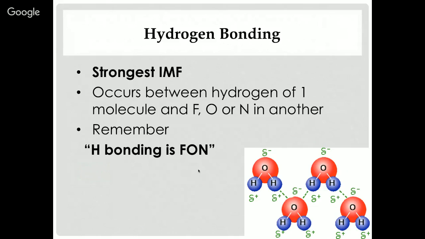And the strongest of these weak intermolecular forces is going to be hydrogen bonding. This occurs between hydrogen of one molecule and either fluorine, oxygen, or nitrogen in another. And I'm sure every teacher gives this little saying: hydrogen bonding is fun. It helps you remember that it's hydrogen and then one of these other very electronegative elements. So if you have an example like water, water has H here and it has the O here.